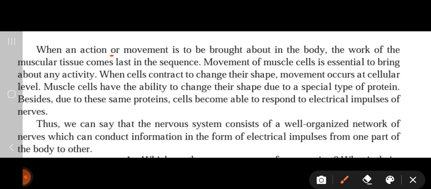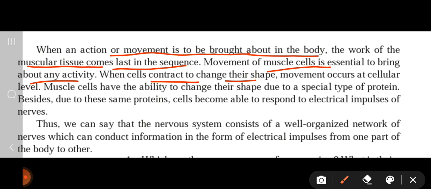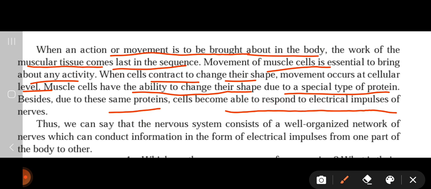So when an action or movement is to be brought about in the body, the work of muscular tissue comes last in the sequence. Whenever we are supposed to carry out any action like walking, running, picking up something, the work of muscular tissue comes at the last. Why? Because movement of muscle cells is essential to bring about any activity, and when cells contract to change their shape, movement occurs at the cellular level. Muscle cells have this ability to change their shape due to a special type of protein. Besides this, due to this same protein, the cell becomes able to respond to electrical impulses of nerves.